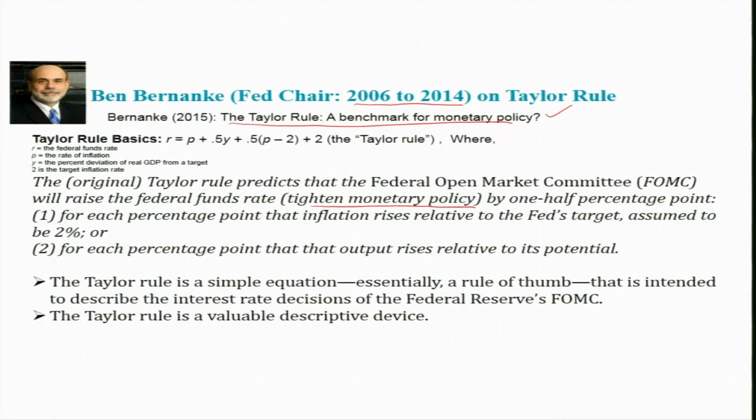So Ben, in his article, states that the Taylor rule is a simple equation, essentially a rule of thumb, that is intended to describe the interest rate decisions of the Federal Reserve's FOMC. According to Ben, he clearly states that the Taylor rule is a valuable descriptive device because it brings all the complicated aspects of an economy into a simple formula.